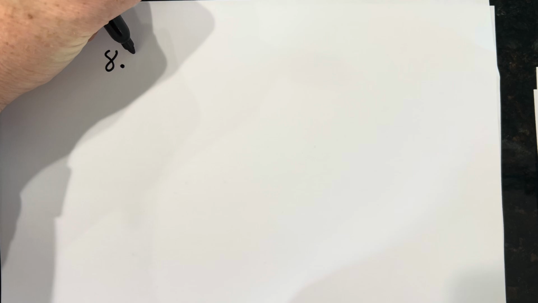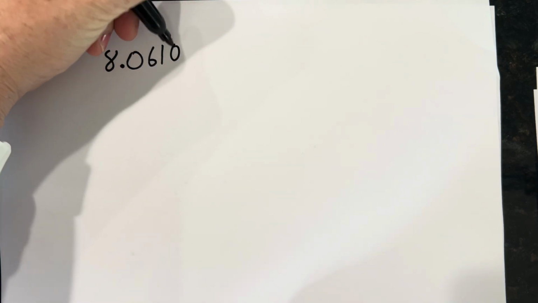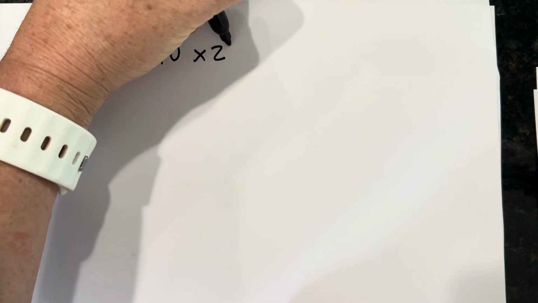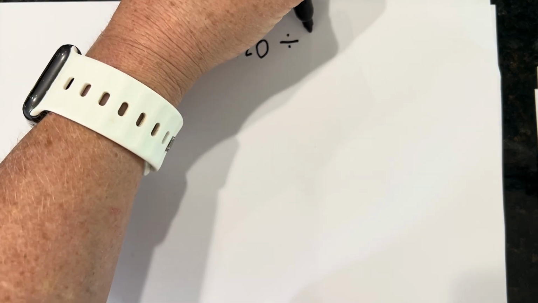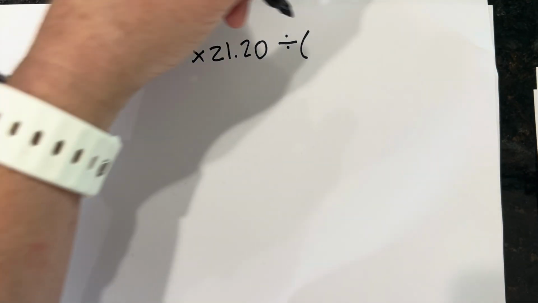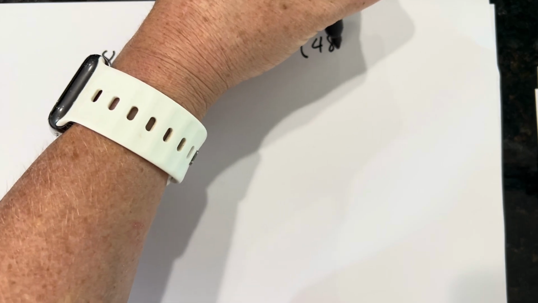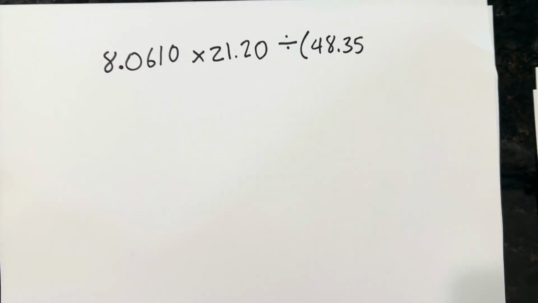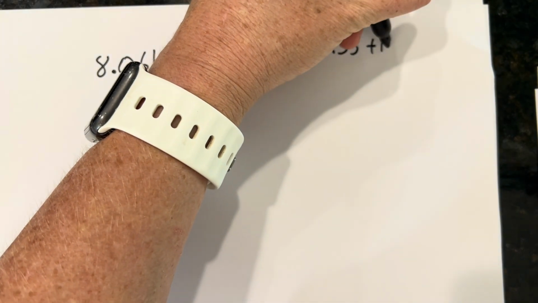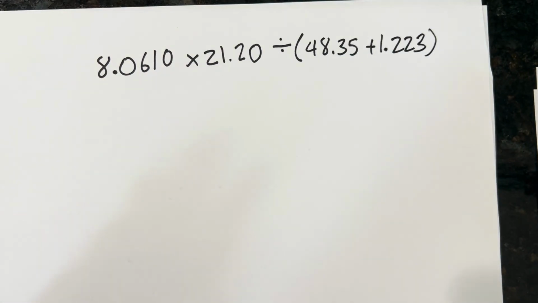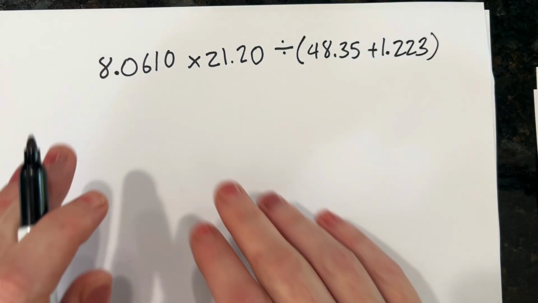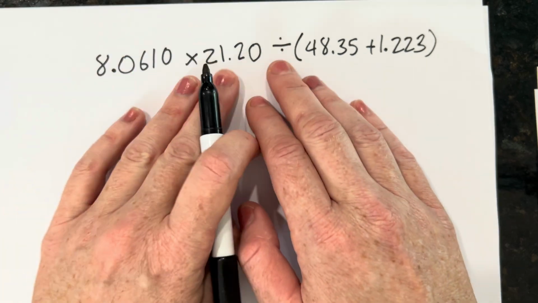Everything we learned holds true. You just have to keep track as you go through. So 8.0610 times 21.20, and I'm dividing this by the quantity, 48.35, plus 1.223. Okay? If we were doing this math-wise, hopefully you guys agree.